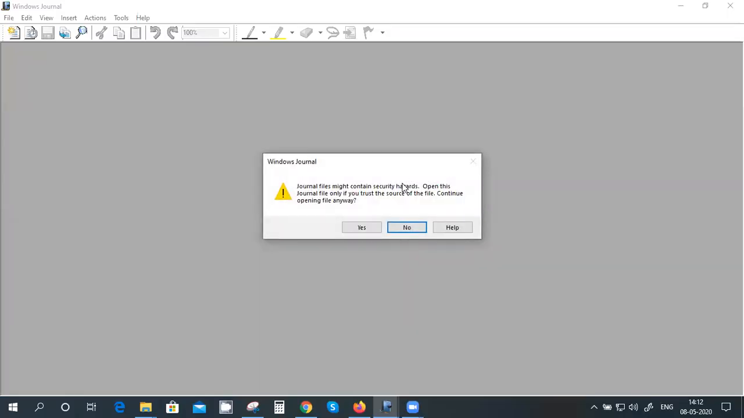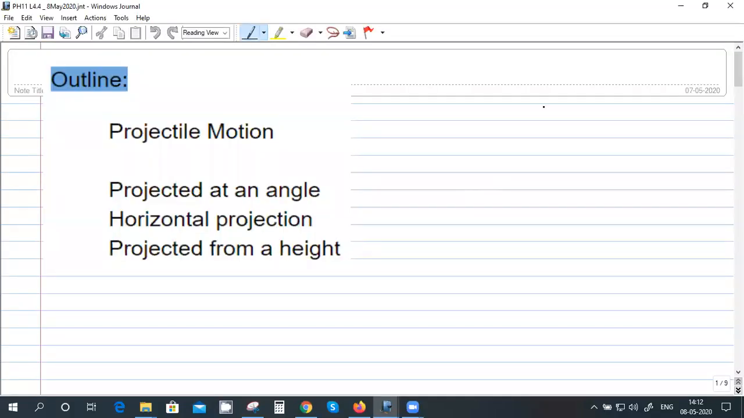Not at 9th standard level, it's 11th standard portion. I'll just try to see how we are able to follow.